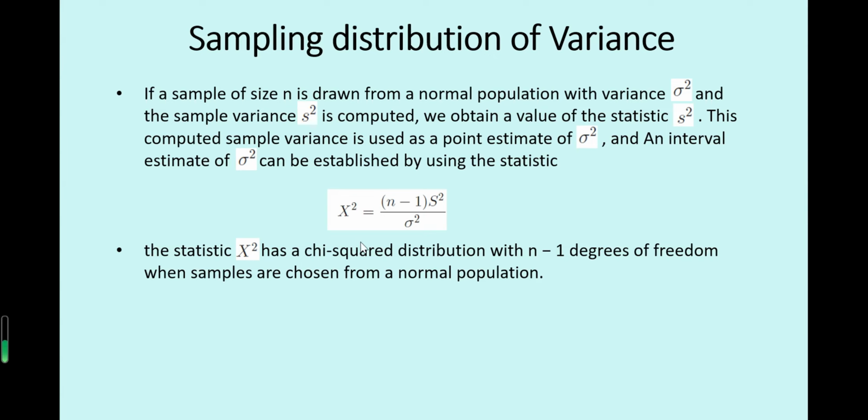And the chi-square statistic, which equals the sample size minus 1 times sample variance divided by population variance, has a chi-squared distribution with n minus 1 degrees of freedom if the samples are chosen from a normal population.